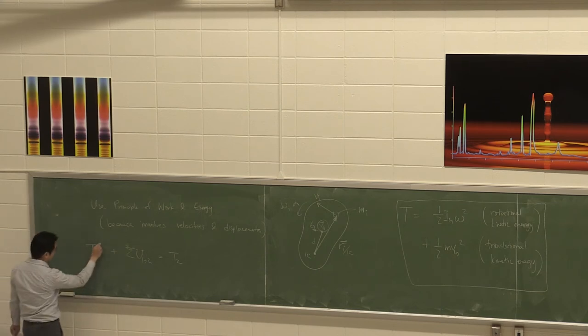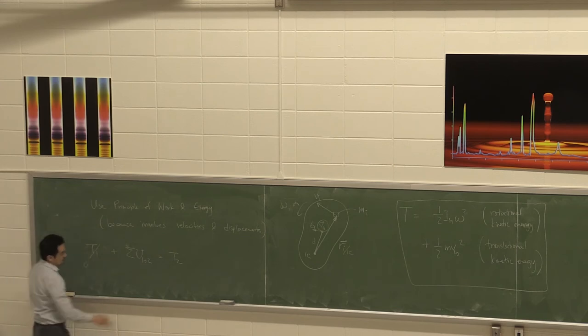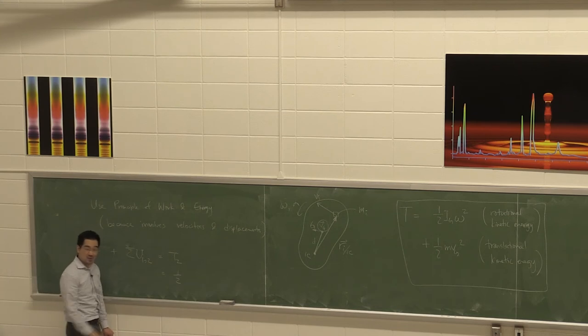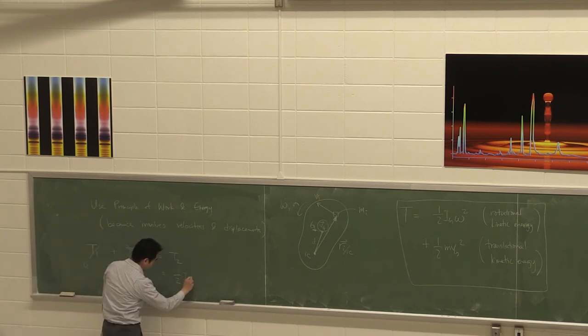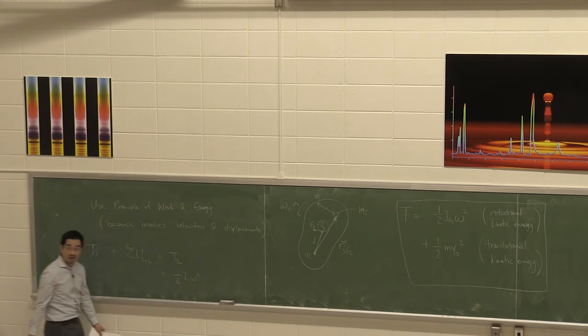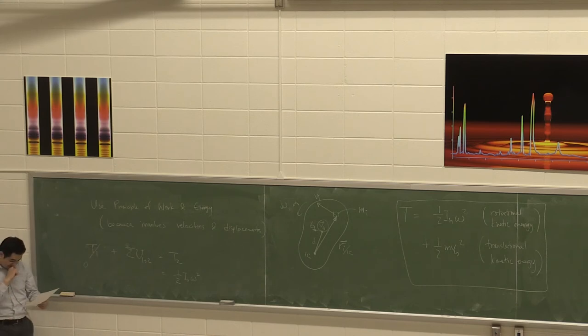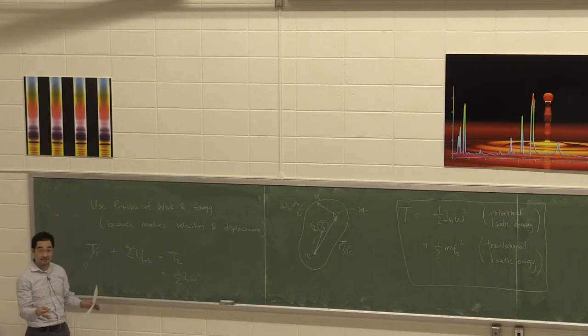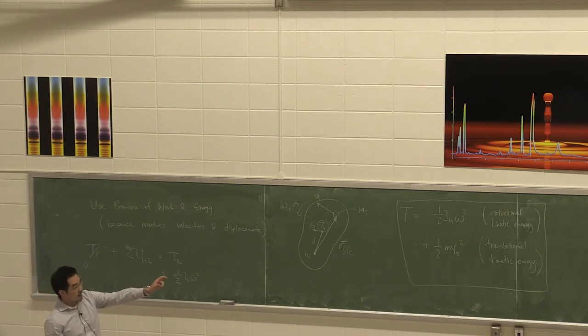And so our T1 is at rest, so this is 0. Our T2 is going to be really easy. This one is 1 half, and what do we use if it's a fixed point? I_O omega squared. And then what's the work done? All of the forces that do work in this problem is just gravity.